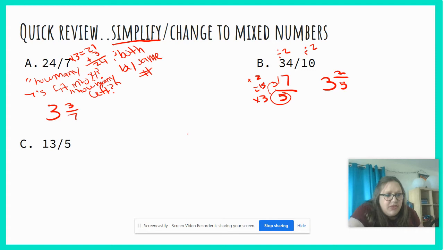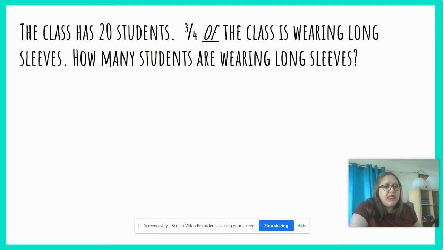All right, last will be 13/5. 5 fits into 13 twice, and that makes 10. Add 3 more to get 13, so it'll be 2 and 3/5. Again, so that's just a little quick review. Let's get into some problems now.